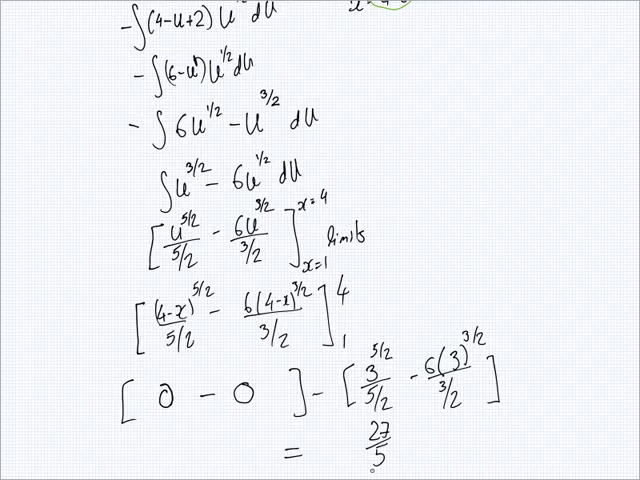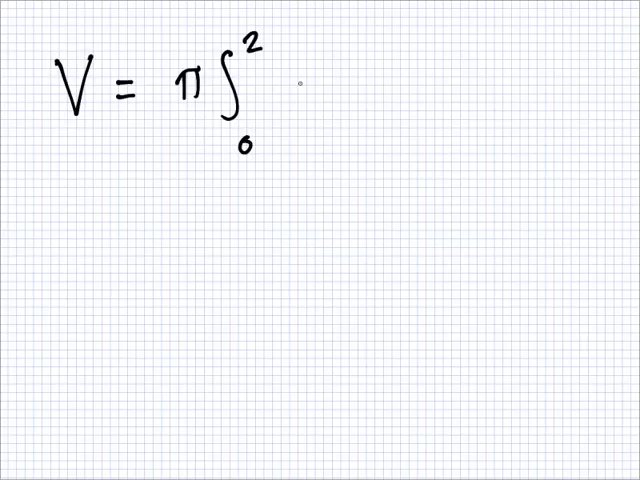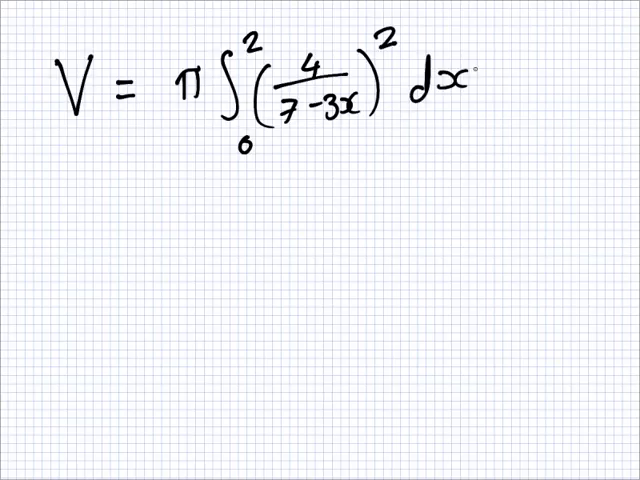See part C now? Okay, so what type of problem is in part C? Volume. So volume equals pi. And can you see on the graph what the limits are? Where do we start and where do we finish? 0 to 2. And the function is 4 over 7 minus 3x, squared, dx.